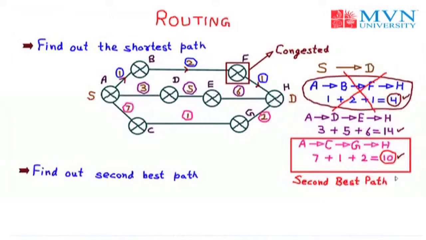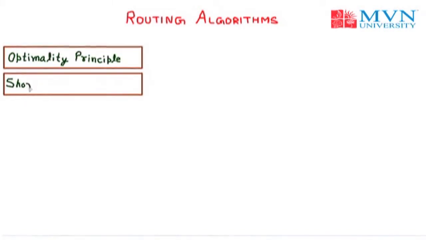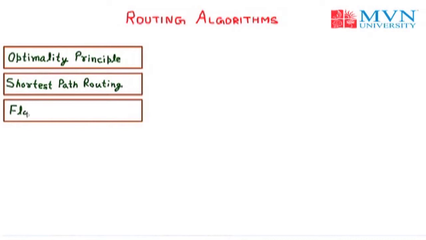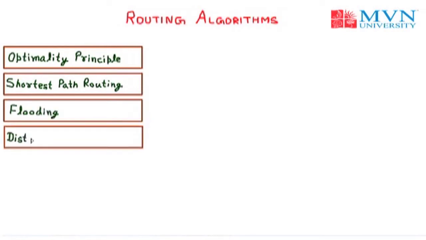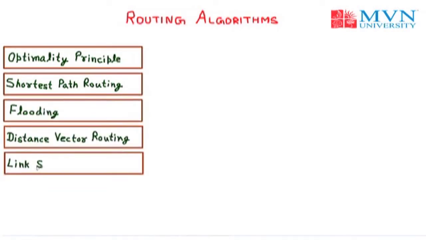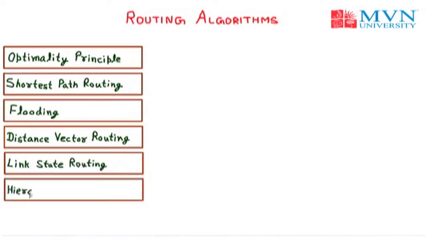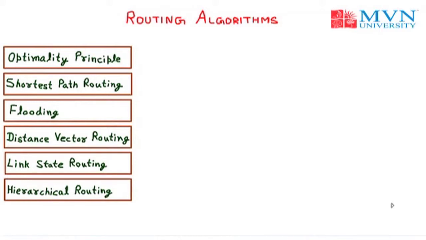Now we will discuss the routing algorithms, and there are various routing algorithms we will discuss. The first one is the optimality principle. Second one is shortest path routing. Third one is flooding. Fourth is distance vector routing. Fifth is link state routing. And the last is hierarchical routing. So firstly we will discuss the optimality principle under routing algorithms.